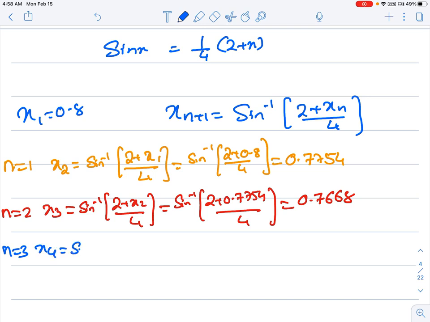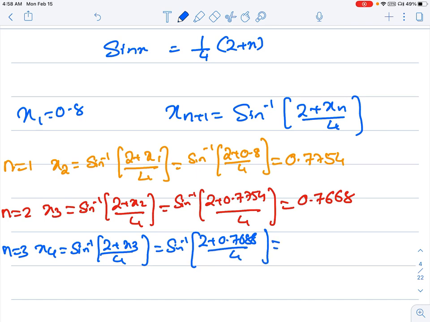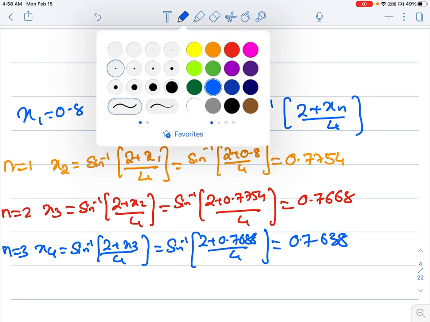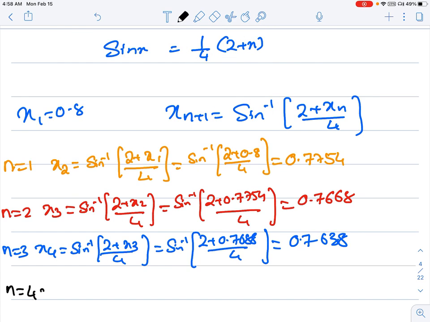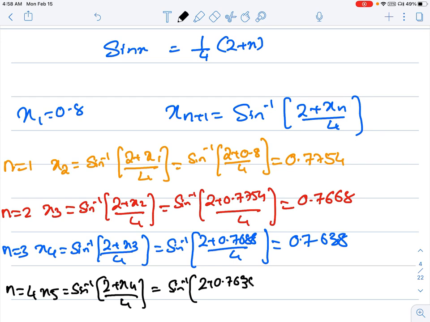Next, n is equal to 3. So x4 is equal to sine inverse of (2 plus x3) upon 4. Sine inverse of (2 plus x3), which is 0.7668, divided by 4. Go back and change it to 0.7668. It becomes 0.7638. Next, n is equal to 4. So it becomes x5 is equal to sine inverse of (2 plus x4) by 4, which is sine inverse of (2 plus 0.7638) divided by 4.